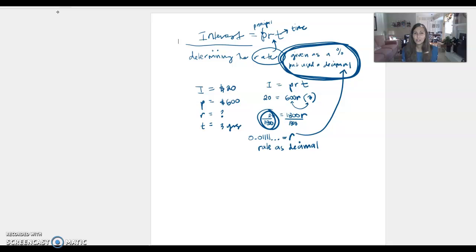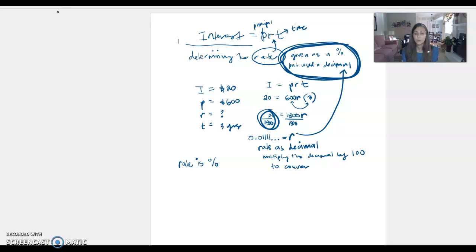But that's not the answer to the question. When they ask for the rate, it is going to be a percent. So what we have to do here is take this decimal and convert it to a percent. You're going to multiply the decimal by 100 to convert to a percent.